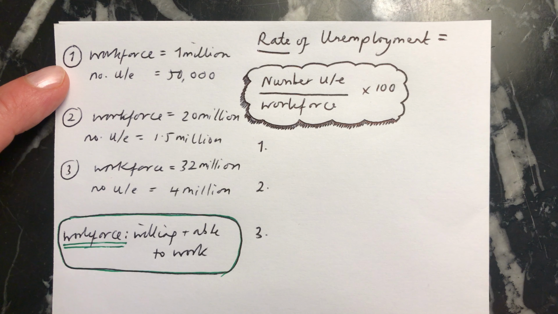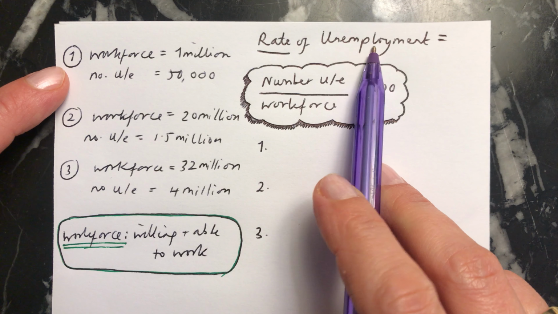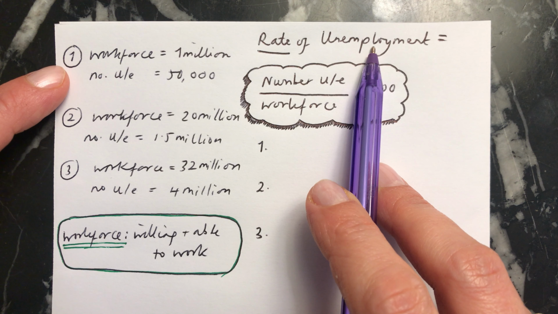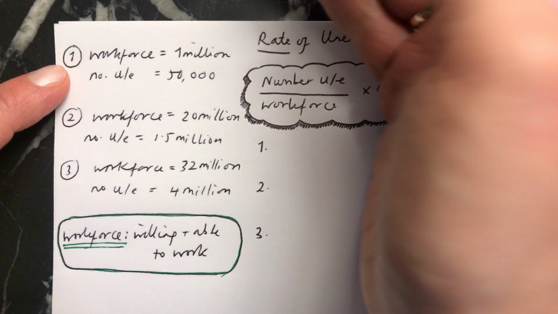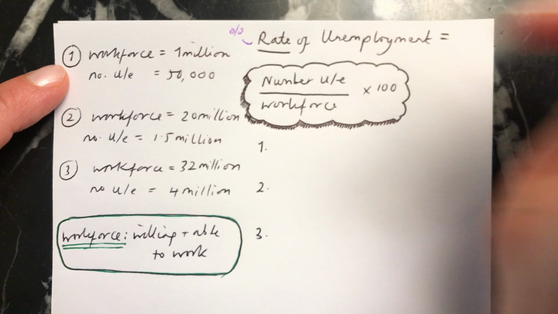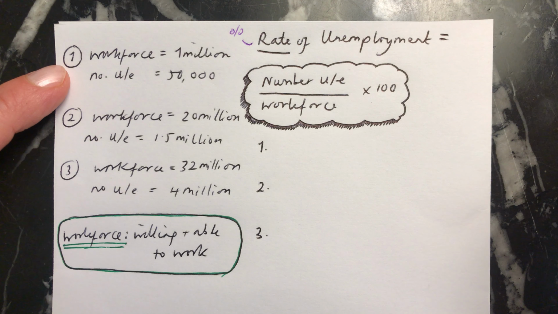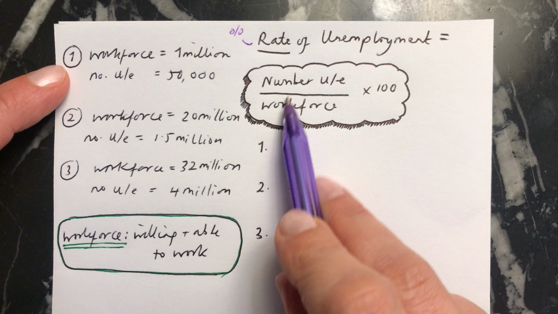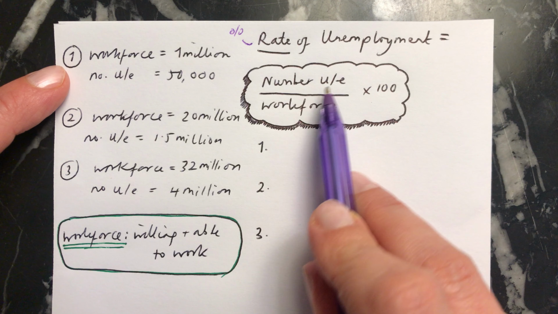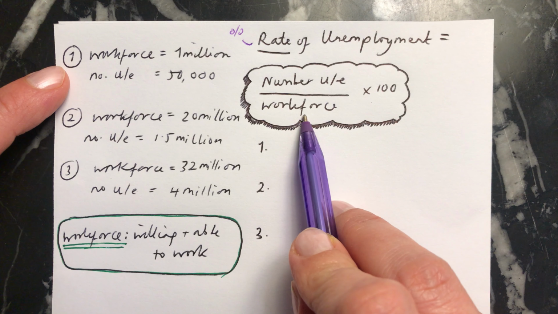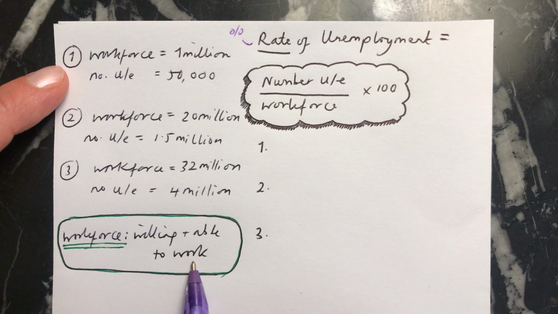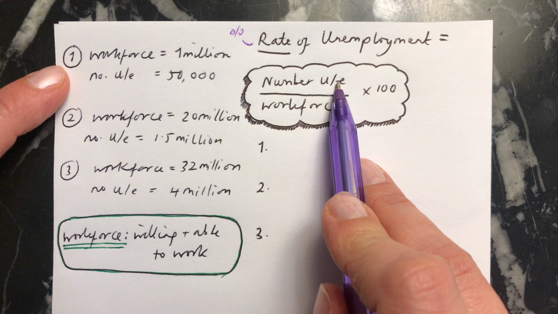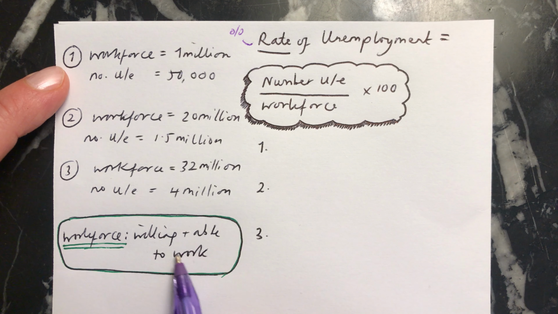Everybody, this is a quick video to talk about the rate of unemployment and how you calculate that. Remember, the rate of anything means the percentage. So here we're working out how many people in the whole of the workforce don't have a job. If you're in the workforce, you're willing and able to work. If you're unemployed, you're willing and able to work, but you can't find a job.